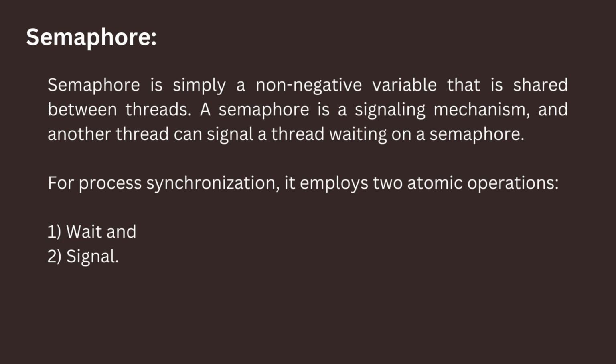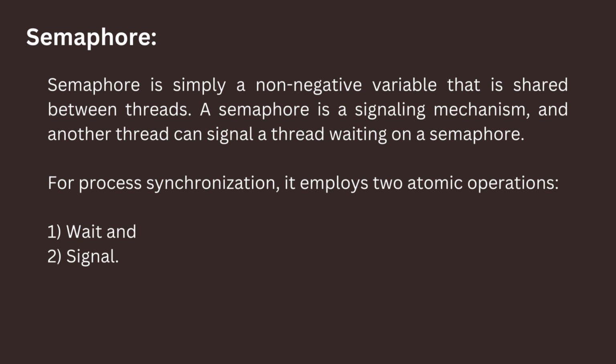A semaphore is simply a non-negative variable that is shared between threads. A semaphore is a signaling mechanism, and another thread can signal a thread waiting on a semaphore. For process synchronization, it employs two atomic operations, wait and signal. Depending on how it is configured, a semaphore either allows or denies access to the resource.